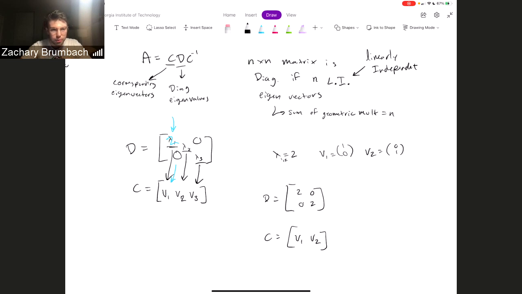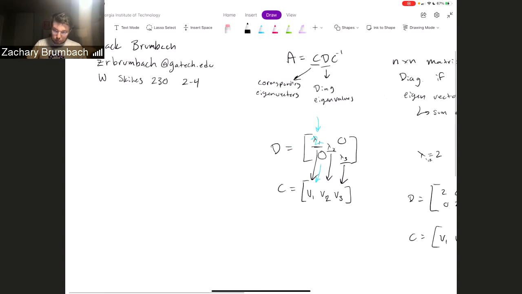Does anybody have an example of one of these in one of the midterms? I'm just scanning through the practice midterm to see if there's a question that asks if it's diagonalizable. Question 13 might be a good example. 13. Yeah, that is a fantastic example.